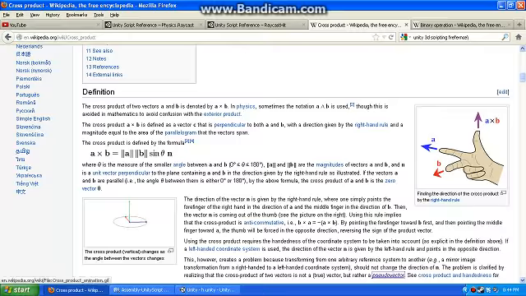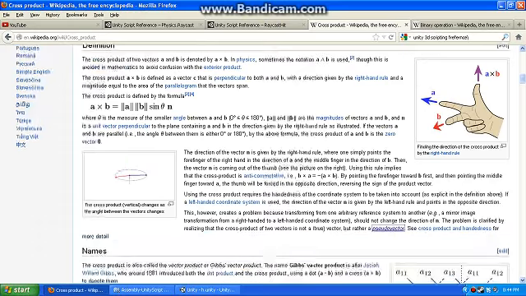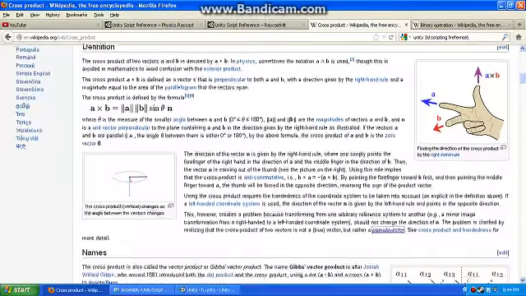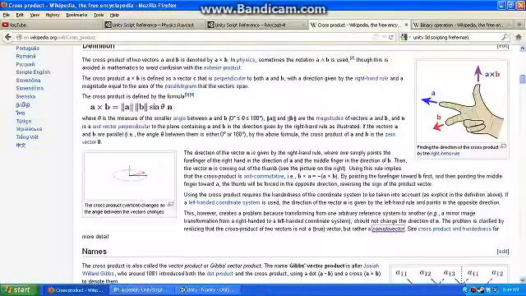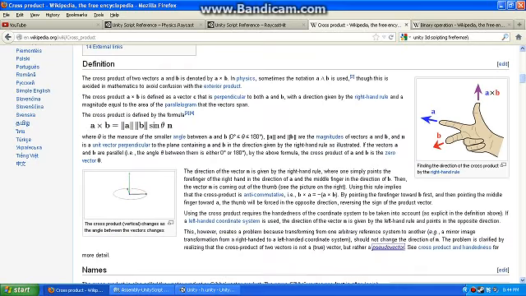Now, the cross product's direction is determined by the right hand rule. Basically, if you put your hand like that, pointing to A, and your other finger like that, pointing to B, the direction of A times B will be upwards. Notice that that means if you do B times A, it will go downwards.